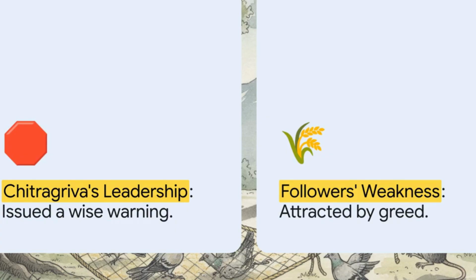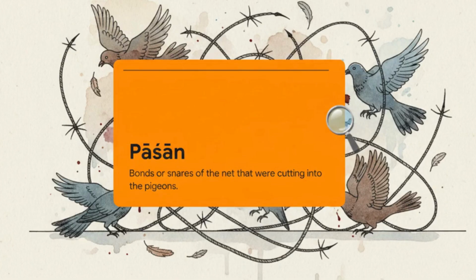But the followers' weakness was that they acted avicharitam, thoughtlessly. Why? Because they were labha-krishtah, attracted by greed. They were so blinded by their desire for the rice that they completely ignored their leader. And well, actions have consequences. Because they gave in to greed, they met the pashan. These are the bonds, or the snares of the net.